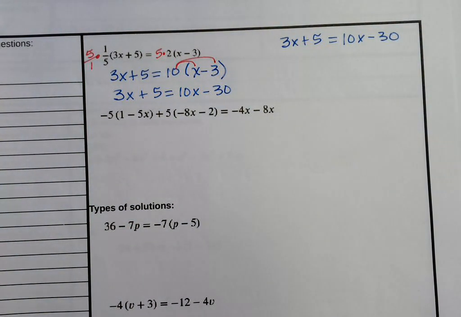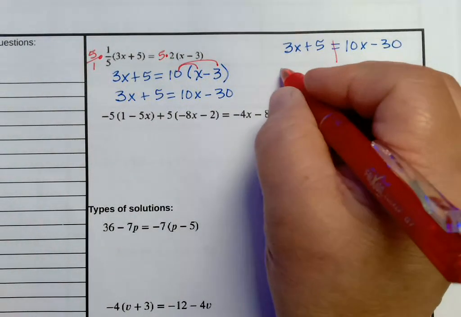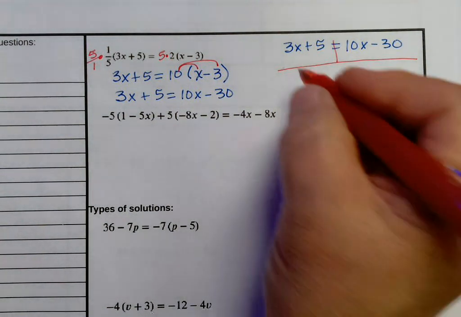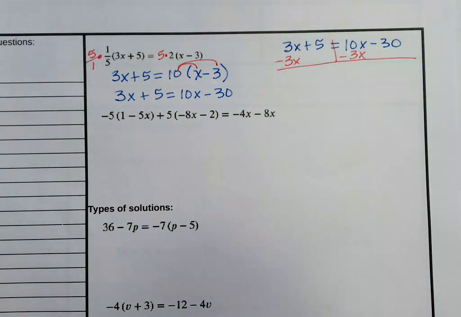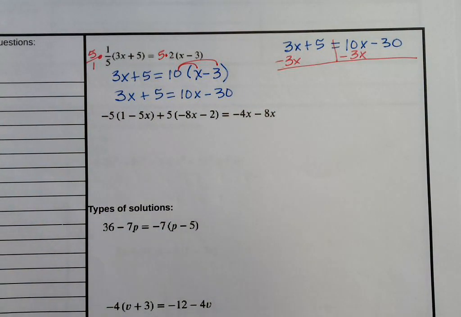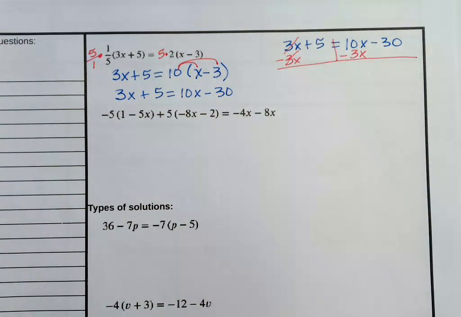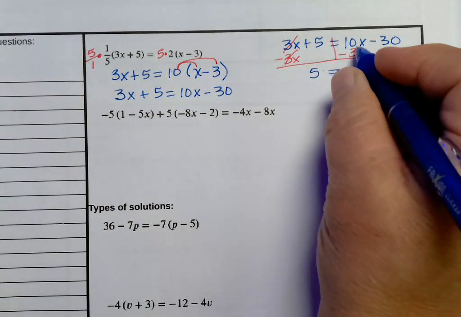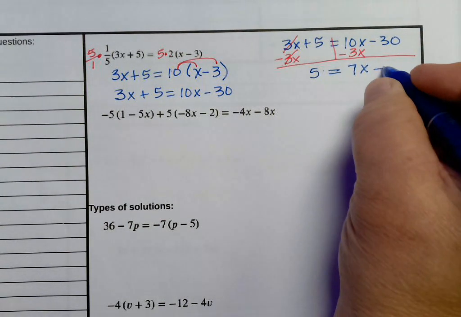Okay, step 1. Which of my variables will be bigger, 3x or 10x? Well, 10x. So I will subtract 3x from both sides. This enables me not to work with a negative coefficient on my exponent. So this is zeroed out. I've gotten rid of it. 5 is equal to 10 minus 3 is 7x minus 30.